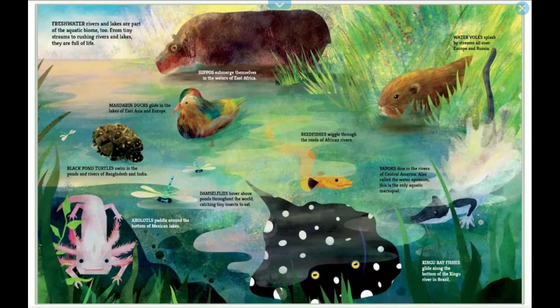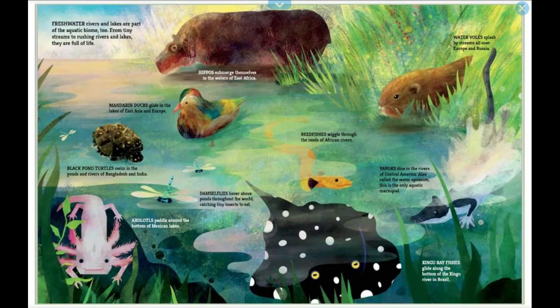Freshwater rivers and lakes are part of the aquatic biome too. From tiny streams to rushing rivers and lakes, they are full of life. Mandarin ducks glide in the lakes of East Asia and Europe. Black pond turtles swim in the ponds and rivers of Bangladesh and India. Axolotls paddle around the bottom of Mexican lakes. Damselflies hover above ponds throughout the world, catching tiny insects to eat.